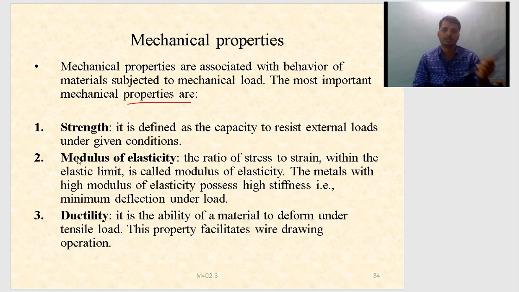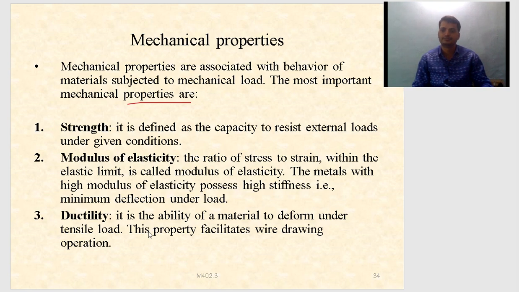We'll go one by one. What is strength? Strength is defined as the capacity to resist external loads under given conditions. Every material has some strength. It is the capacity to resist external loads, that is, to absorb or bear them. It is called stress. Beyond that it will break. And modulus of elasticity is a ratio of stress to strain, as I already explained.